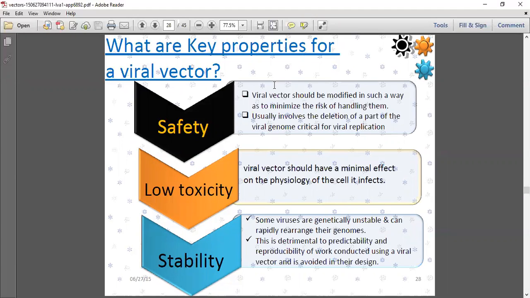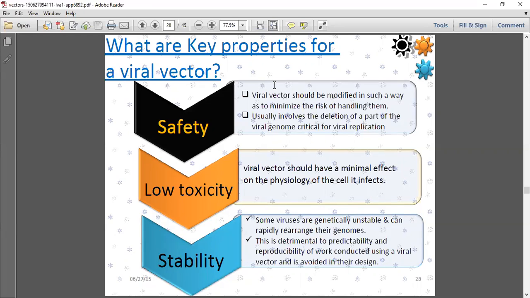Then low toxicity: a viral vector should have a minimal effect. When testing, they want to check for safety. Is this procedure safe? Will it not lead to some other major problem for the human? Making sure of this, they will move further to the next action to check the compatibility of how best this can be implemented, and to find out whether this is not having any severe toxicity effect.